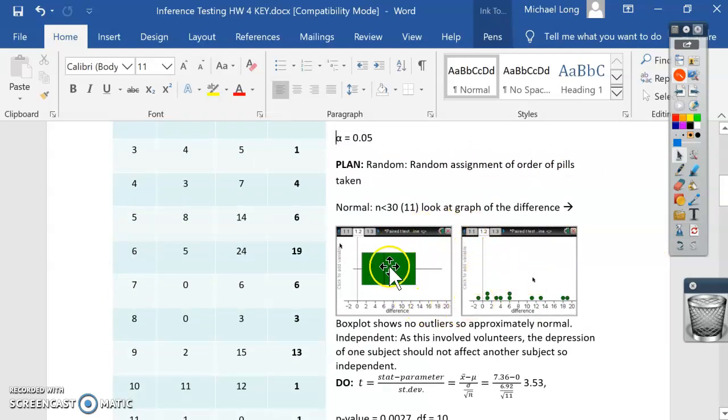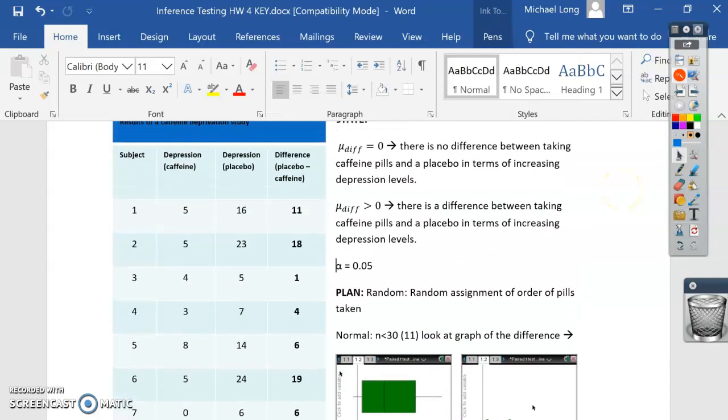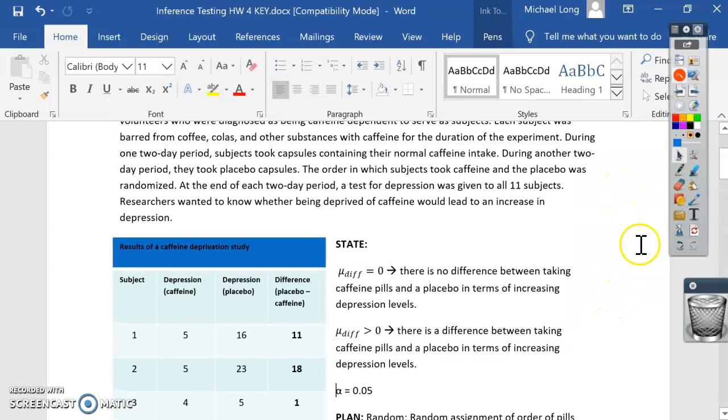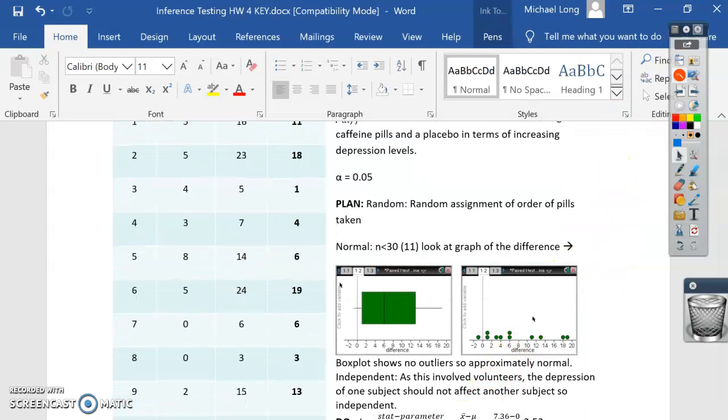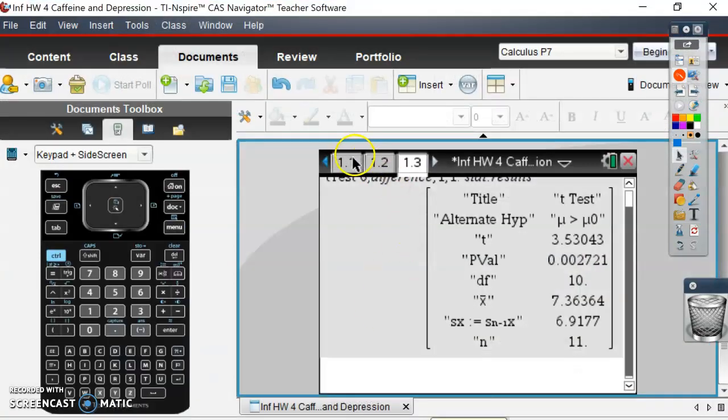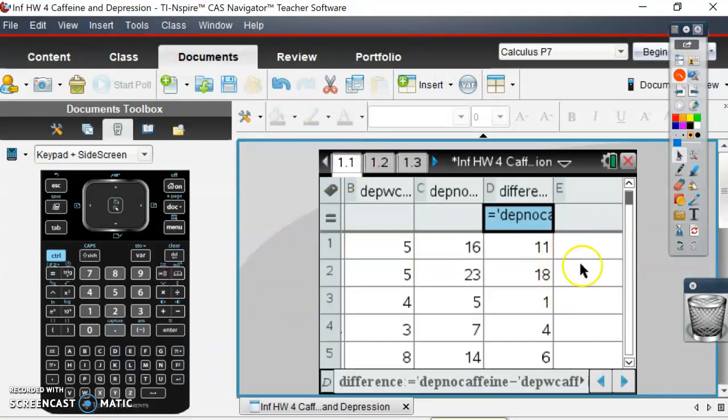Now, in order to get the normal, because if you notice, this is quantitative, and if you remember the central limit theorem, we need a number of 30 to say it's normal. Unfortunately, our sample size here is only 11. So what we got to do is make our own graphs and tables. So I'm going to show you how to do that on the calculator. So if you come back here, you can take a look.